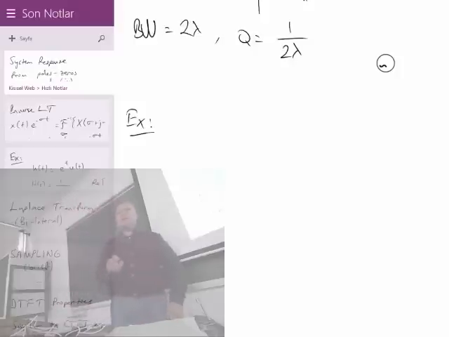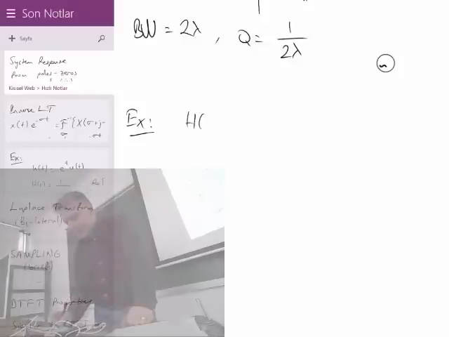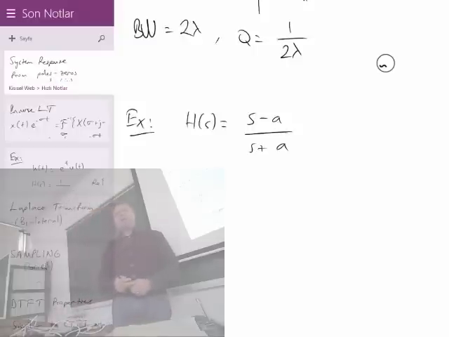And in exams I ask similar questions. And it is this, H of s is equal to s minus a over s plus a. What kind of an h of t does it correspond to? Can you find h of t from here? Yeah, you just need to say that it is s over s plus a minus a over s plus a. A over s plus a, or minus a times 1 over s plus a, is a first order system.